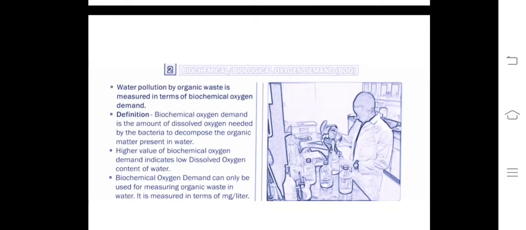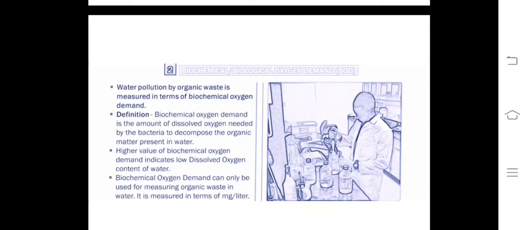You do not need any such logic, you do not need any mathematical calculation. Very simple to understand. Biochemical oxygen demand can only be used for measuring the organic waste in water. Only organic. What about the inorganic waste? It does not come under the purview or control of your BOD. It only concerns the organic matter present inside the water bodies.